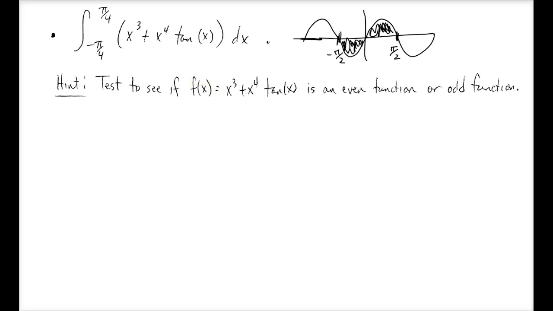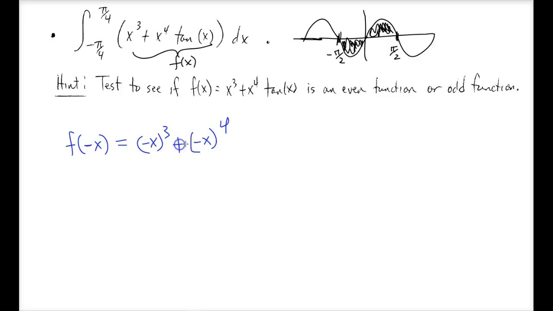So to verify that that is the case, we're going to test to see if this function here is going to be even or odd. If it does turn out to be odd, then we can just make the assumption here that this integral is going to equal 0. So let's go ahead and test it out. All right, so in us testing it out, we're going to replace negative x everywhere where we see x in our function here.